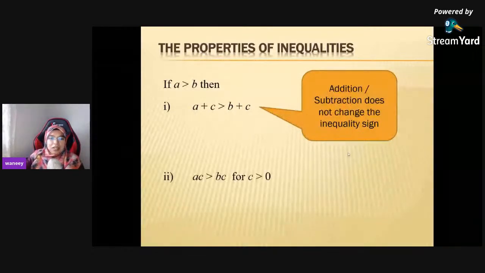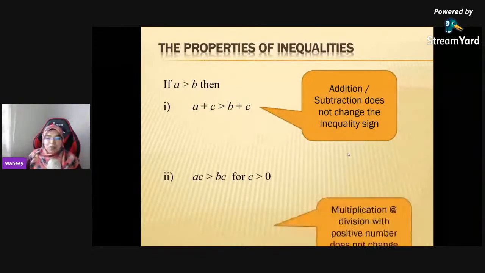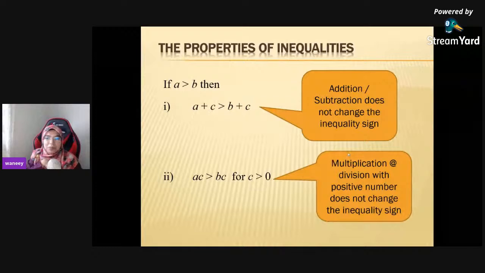However, if I do some multiplication, it will be slightly different. Okay, so this one is AC greater than BC, for C greater than 0, which means C is a positive number. So I multiply by a positive number on the left hand side and right hand side, so the inequality sign doesn't change. Multiplication or division with a positive number, only with a positive number, does not change the inequality sign. So do make sure if you do multiplication or division with a positive number, don't change the inequality sign.